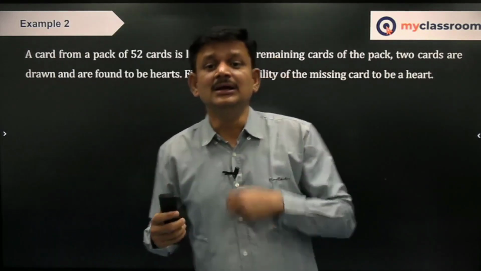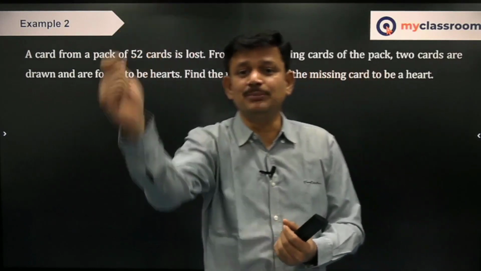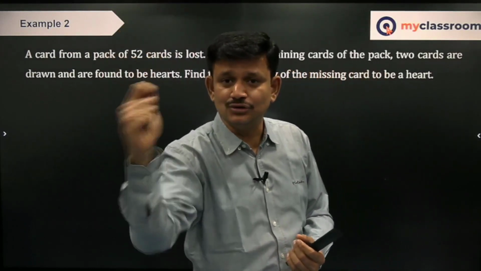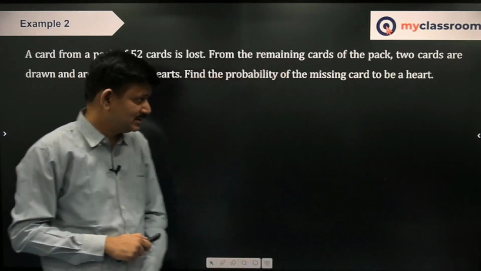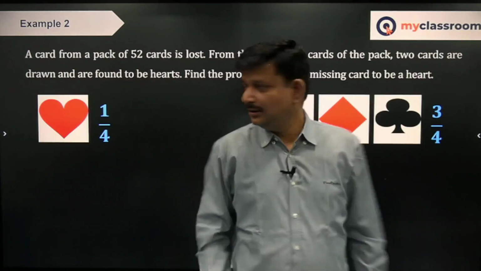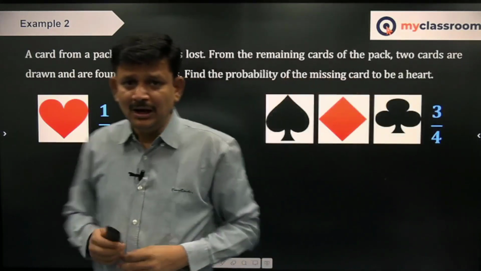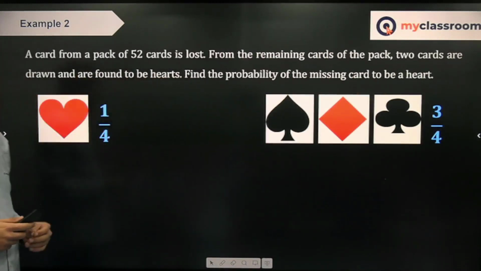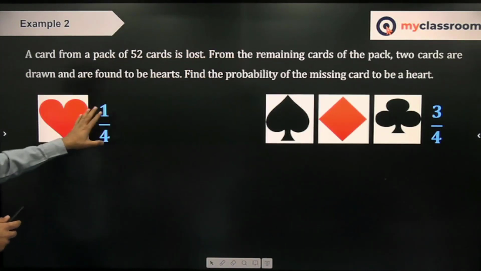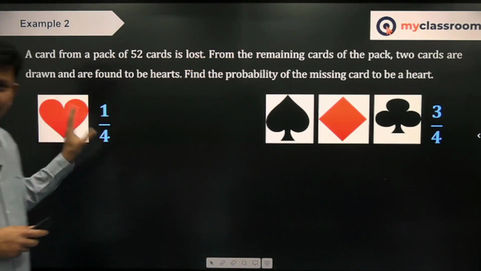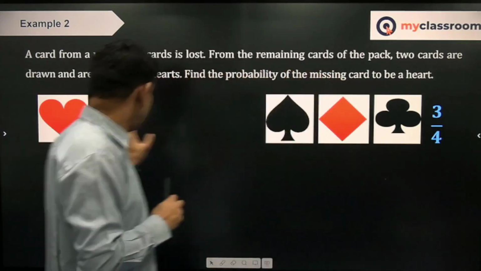Now I have to find the probability of the missing card being a heart. So the final outcome that both the cards I have drawn are hearts is known to me, and I am finding the probability that the missing card is a heart. What all cards are there? Hearts, spades, diamonds and clubs. There are 4 varieties of cards. What is the probability that the missing card is a heart? Normally it is 1 out of 4. All 4 are equally alike. Without knowing the final outcome, it is 1 by 4.